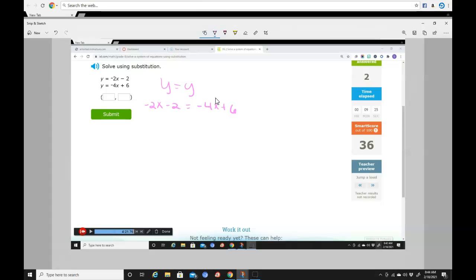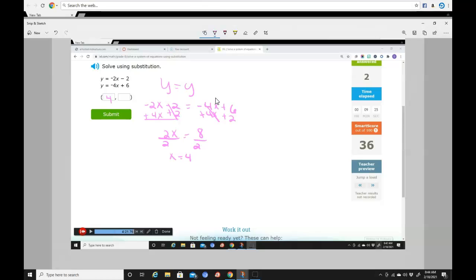Let's add 4x to both sides. Because I'm putting all the variables on this side, I'm going to put the constants on the other. So that would be gone, and here I'd have 2x. This would be gone, so here I'd have 8. I just isolate my variable by dividing by 2. So my x would equal 4.